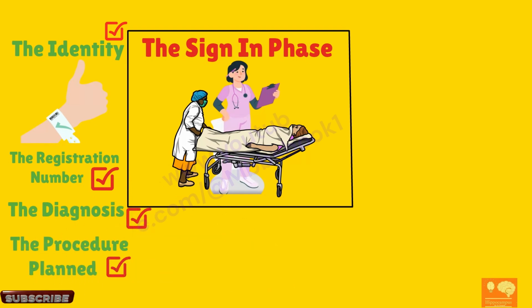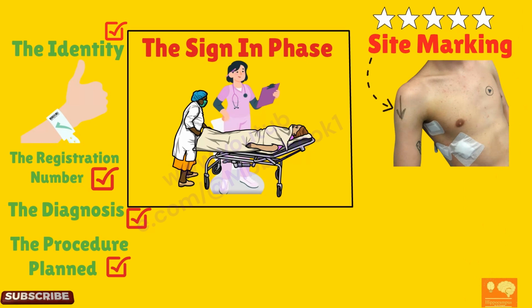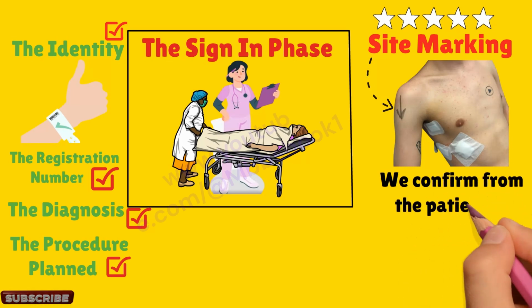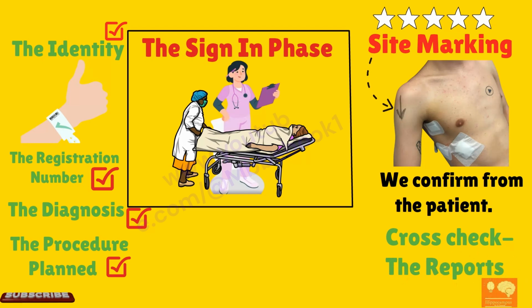Then the other thing which is checked, and a very important one, is that whichever site is to be operated needs to be marked with non-erasable ink. Now, what does that mean? Supposing we have to do a right-sided breast surgery, my team member in the morning is going to put a mark on the right side with non-erasable ink, to signify that the surgery is on the right side, and this we confirm from the patient also. We ask the patient to say which side the surgery is planned on, which side is the problem. Then we cross-check with the reports and then we put that mark.